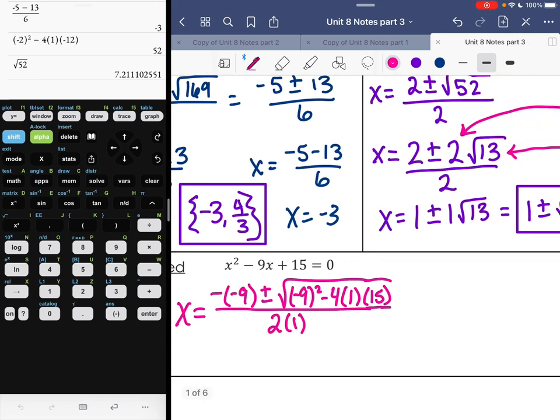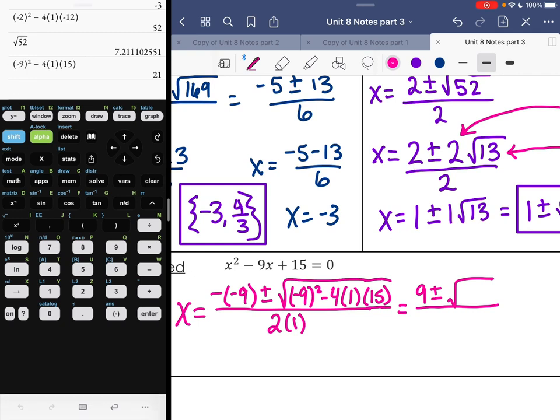Okay, now we're ready to simplify the parts. So negative 9 is just 9. And then our discriminant will simplify. So we're going to do negative 9 squared minus 4 times 1 times 15. And make sure when you type that into your calculator that you look back at your work and make sure you're typing in what you're supposed to. So that's square root of 21. And then on the bottom, we're going to have 2 times 1, which is 2.